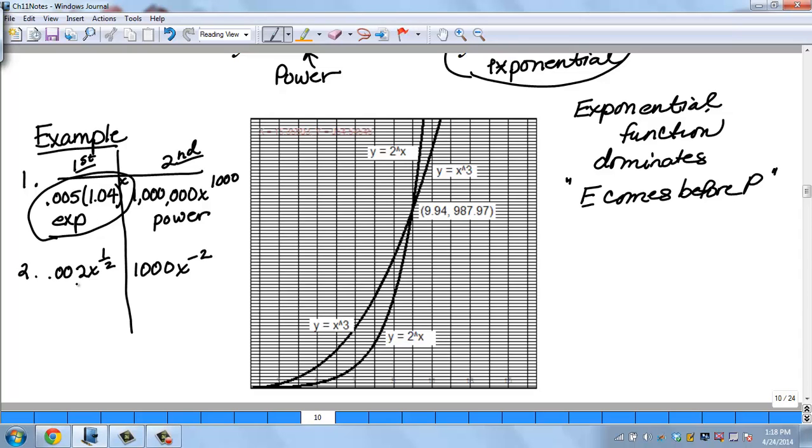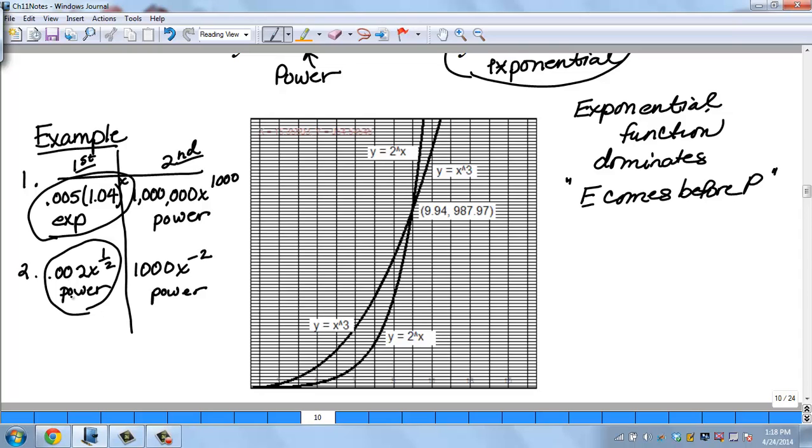Now let's look at the second one. I have this power function here because my x is low. I have a power function here, and I want to know of the two which one dominates. Well, the higher power wins. A half is bigger than -2. Even though this has 1,000 in front of it and this is 0.002, it doesn't matter. You just look at the power.